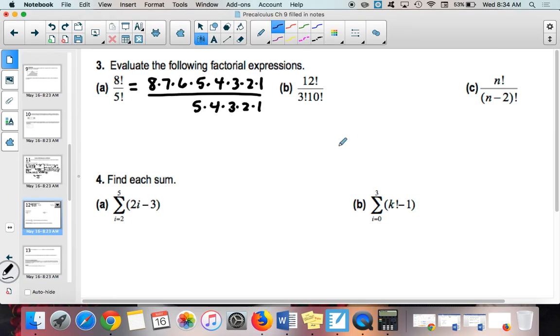Okay, but a lot of times I put these on the non-calculator test because I want you to know what it means instead of just plugging things in. So the 5, 4, 3, 2, 1 can be divided on the top and bottom. It's like reducing fractions. I'm dividing by 5, dividing by 5, dividing by 4, dividing by 4, right? So I end up getting 8 times 7 times 6, which is that number that we had. So 336.